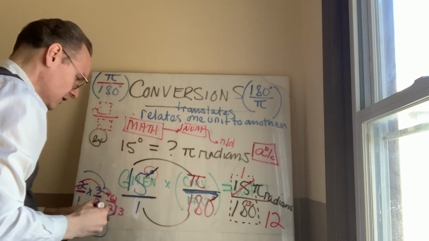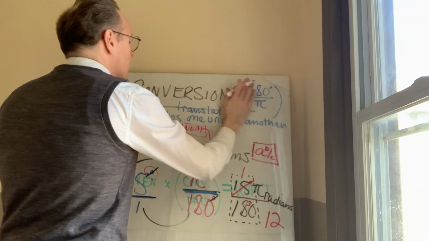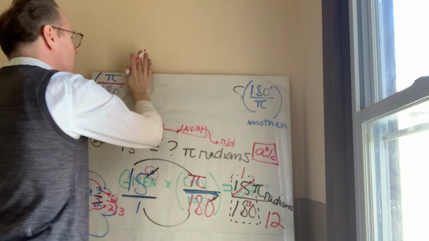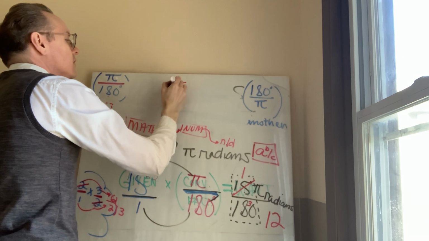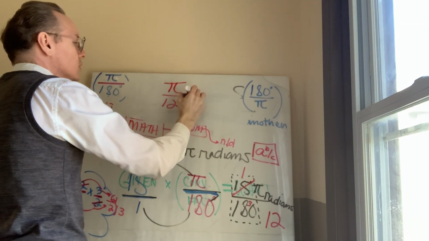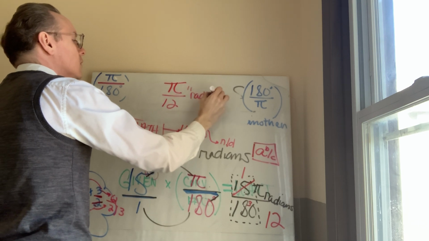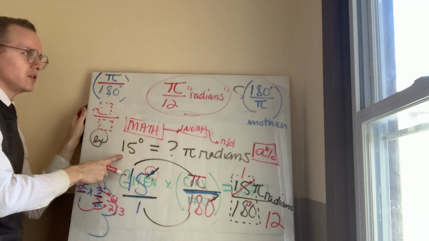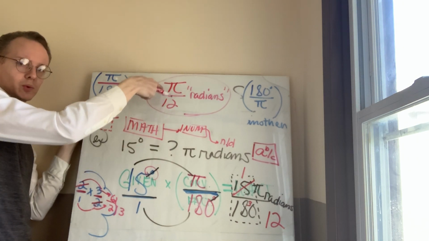The end result is this. Pi over 12, and again you're calling it radians. That is the equivalent of 15 degrees in this quasi-unit.